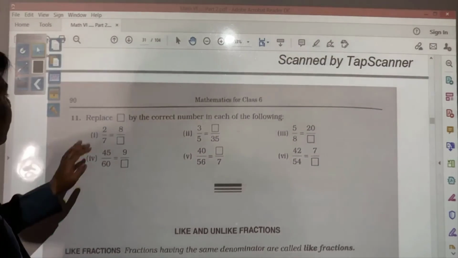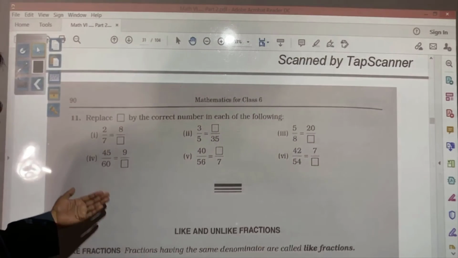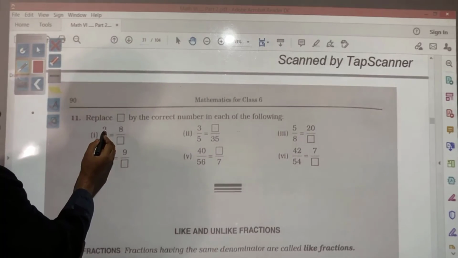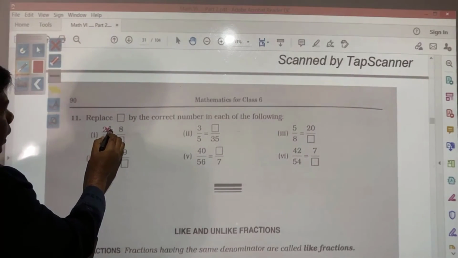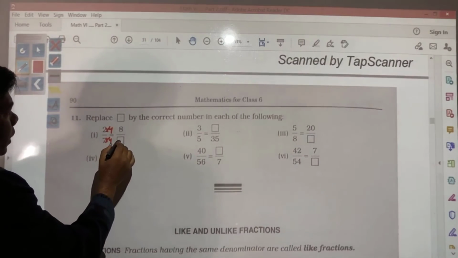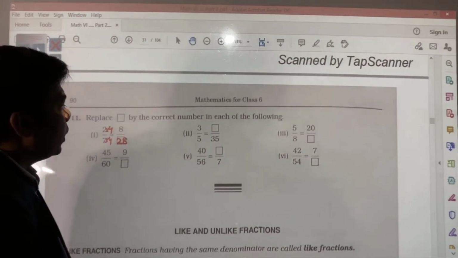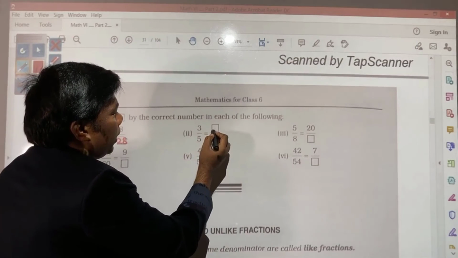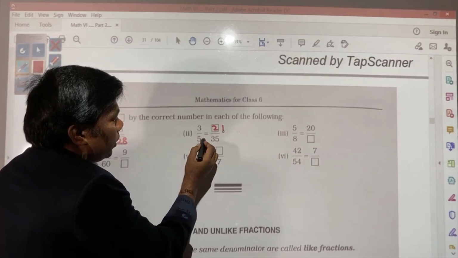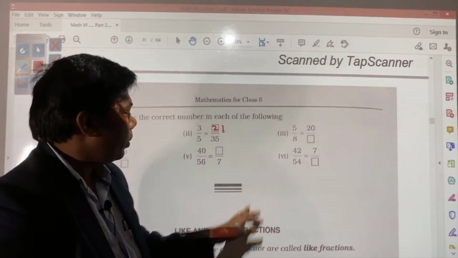Then you have to replace the box by the correct number in each of the following. So simple it is. Just you see, 2 4s are 8. It means 4 has been multiplied, so here also 4 is required to be multiplied. 4 7s are 28. And here you see 5 7s are 35. 3 7s are 21, so it means 5 has been multiplied. Just you need to see that and you need to find out. I hope you will be able to do.